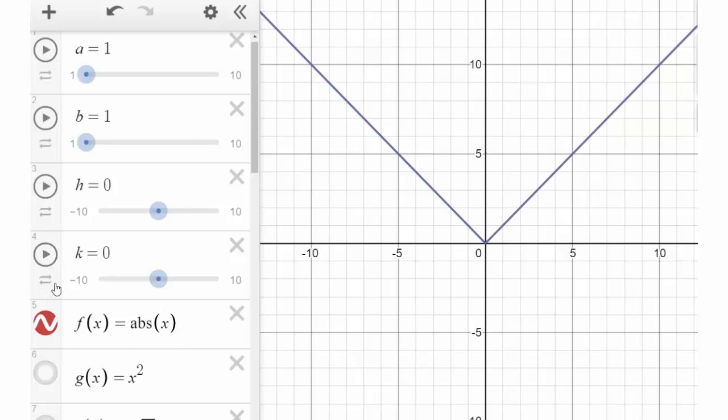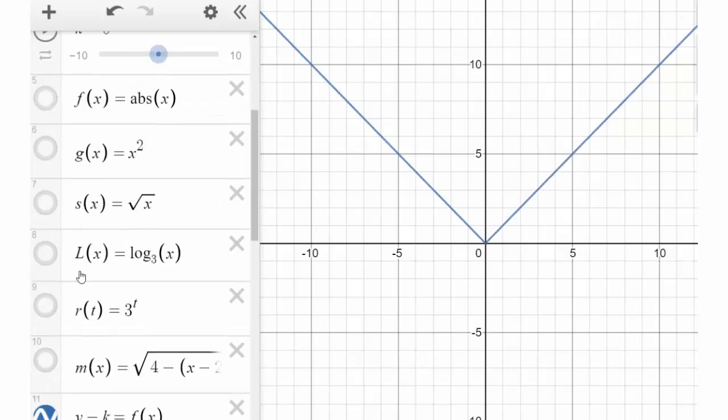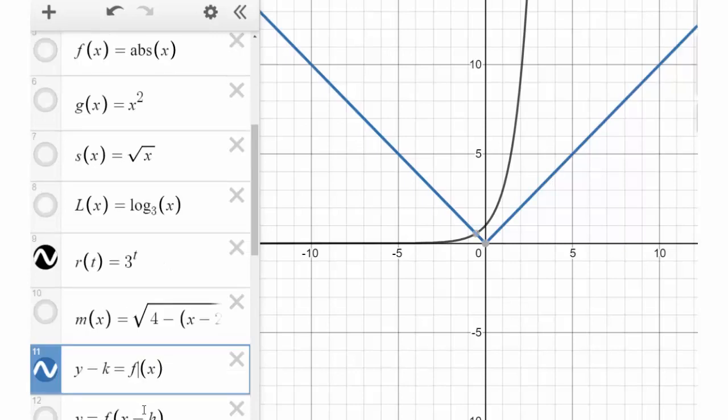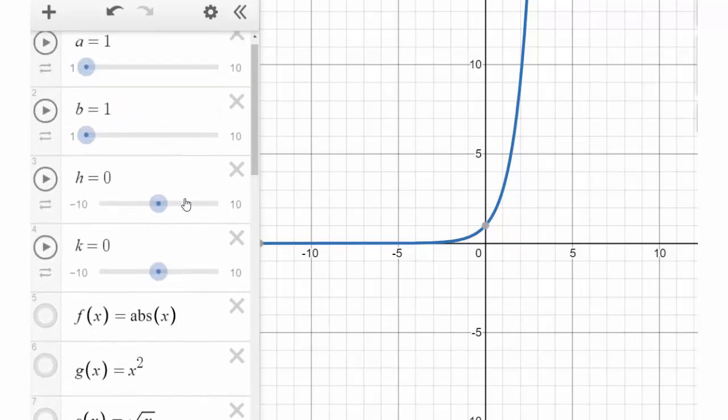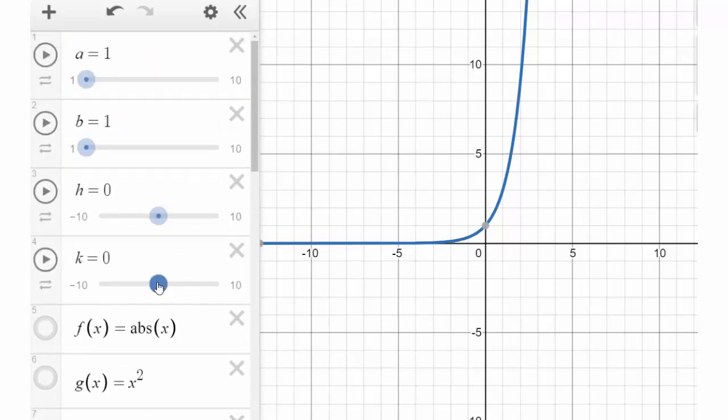If I wanted to change the function f to say the log function or the exponential function, you first have to go back and change the f to an r so that we have the r function. And then let's see what happens when we move k. You can see that the graph moves exactly the same way. When k is positive, it goes up, k is negative, it goes down, but this function also has an asymptote.